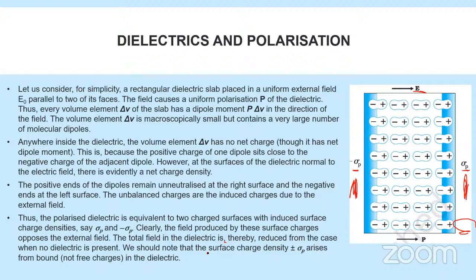Okay, so we should note that the surface charge density plus or minus sigma p arises from bound, not free, charges in the dielectric. As we saw in conductors, the surface charge density happens because of the movement of the charges due to the placing of the conductor in an external field. For dielectrics, it is due to the bounding of these charges to the surfaces. So it's not the movement of charges; these are just the alignment of the dipoles in the dielectrics. Okay, so this is the difference between dielectrics and conductors.